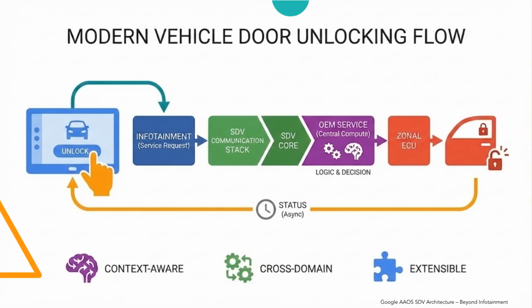Consider unlocking a door from the infotainment screen. The system no longer sends a direct signal. The application invokes a service request. It flows through the SDV communication stack, reaches SDV core, and is forwarded to the OEM service. Central compute evaluates logic and sends a command to the zonal ECU. The door unlocks and status is returned asynchronously. This enables context-aware decisions, cross-domain coordination, and future extensibility.